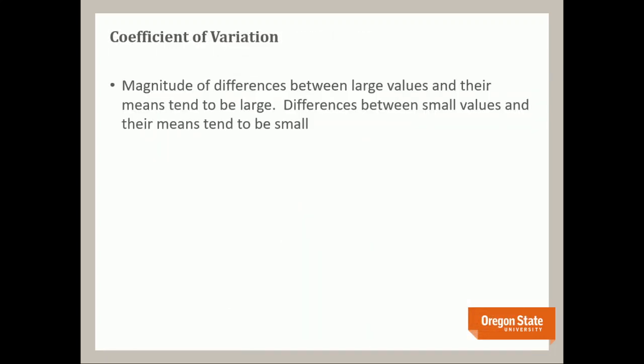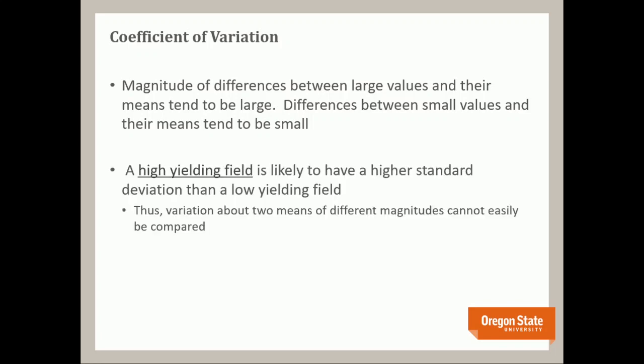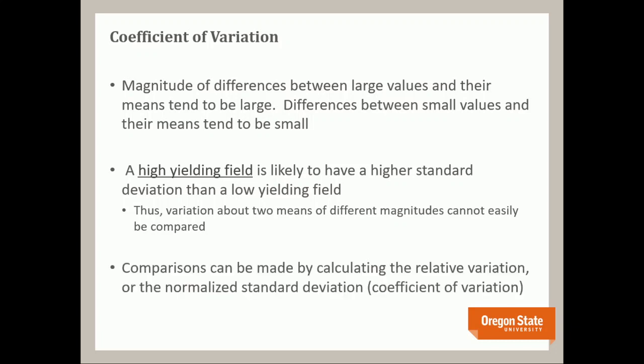Coefficient of variation: the magnitude of difference between large values and their means tends to be large, and the difference between small values and their means tends to be small. A high yielding field is likely to have a higher standard deviation than a low yielding field. Thus, variation about two means of different magnitude cannot easily be compared. Comparison can be made by calculating the relative variation or the normalized standard deviation, which is also called the coefficient of variation.